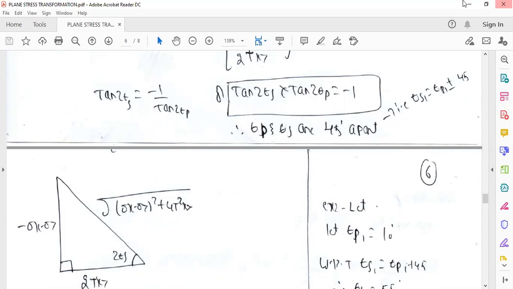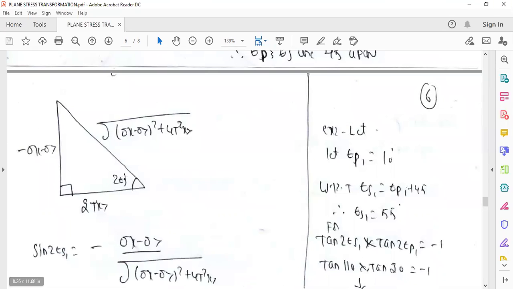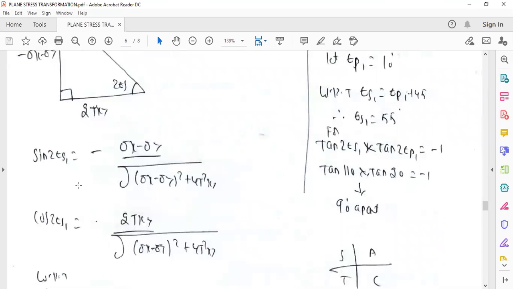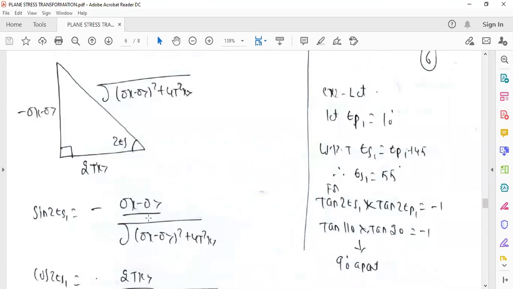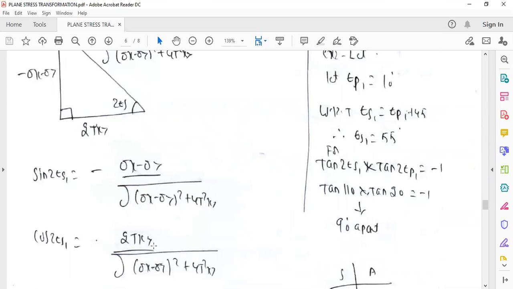This is my adjacent. If I take the square, according to Pythagoras theorem, AC square is equal to AB square plus BC square. This is what I have left out. If I write sine 2 theta s1, it is equal to the opposite by adjacent, minus sigma x minus sigma y by this, and cos 2 theta will be adjacent by hypotenuse, this term.